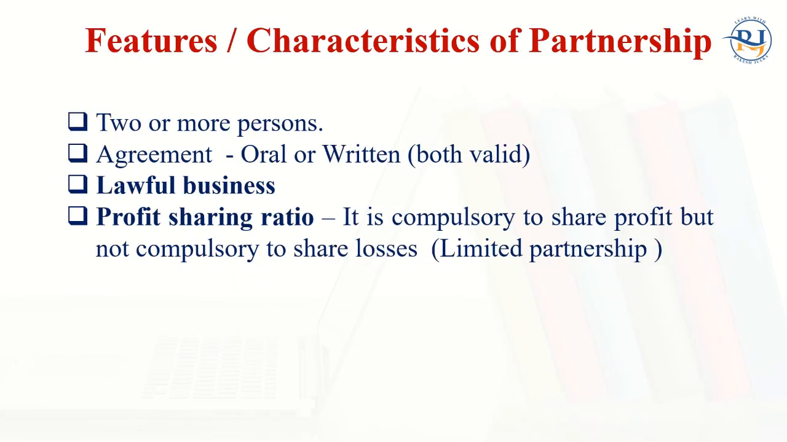Now, what are the features and characteristics of partnership? At least two or more persons are required to establish a partnership. And the agreement can be written or maybe oral. Both will be valid. And the partnership should be established according to the law for lawful businesses. As for the profit sharing ratio, it is compulsory to share the profit, but not compulsory to share the losses. That will happen in the limited partnership that I will discuss in the coming slides.